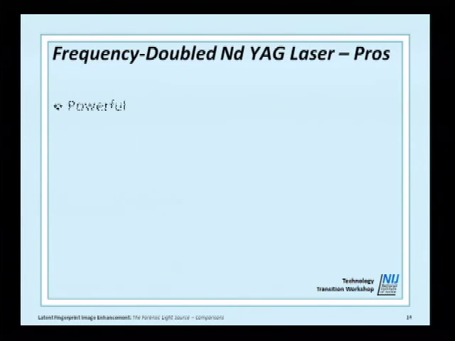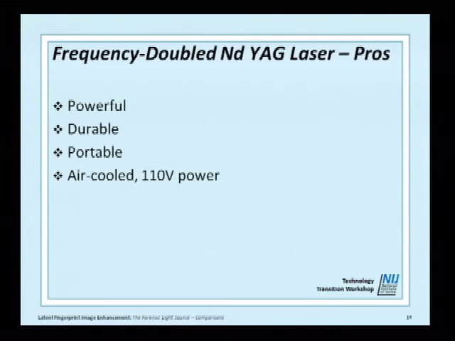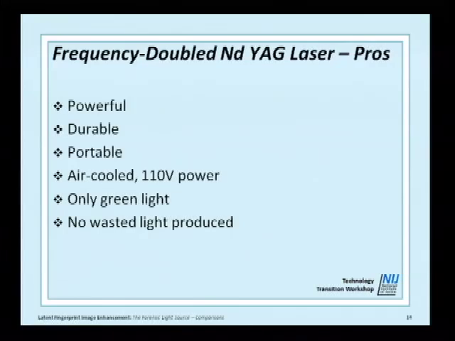So what are the pros? Powerful, durable, portable, air-cooled, plug in the wall, and it produces only green light at 532. And there is no 531, there's no 533. That's very, very surgically, optically precise. So there's no wasted light produced, and this is a much easier job for a barrier filter to handle one wavelength rather than a whole band of wavelengths.